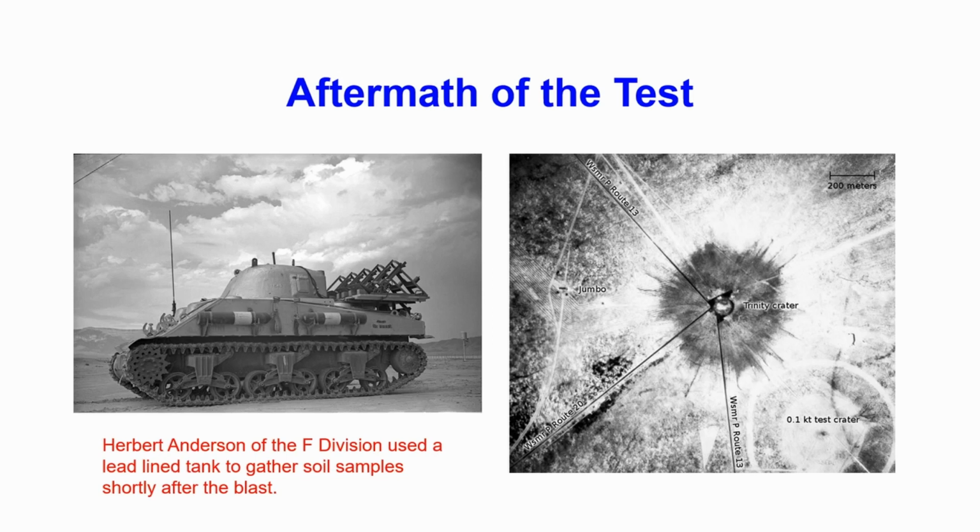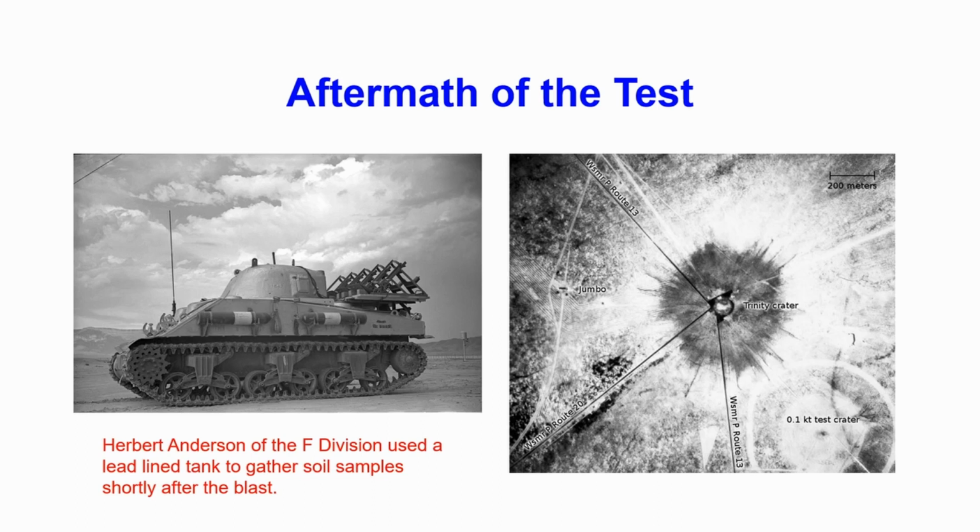Anyway, they had 2 lead-lined tanks that were used then to go gather soil samples from the blast area. Fermi was to be in one and Herbert Anderson the other. Fermi's tank broke down, so he never got to go in. But Herbert Anderson went in, they scraped up soil samples, and this was the beginning of the way, until we stopped doing testing, that they actually measured the yield on a weapon: by measuring the fission products they found in the debris.